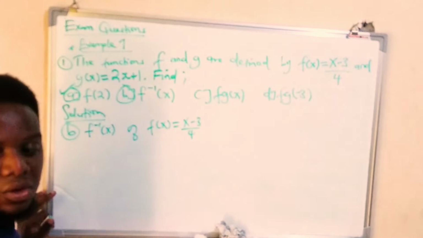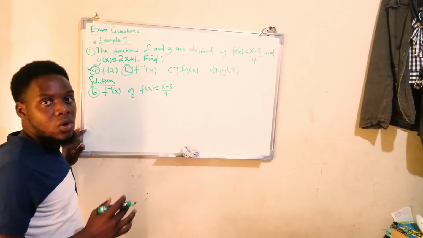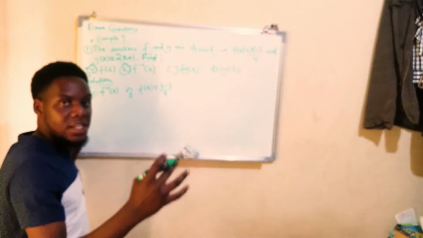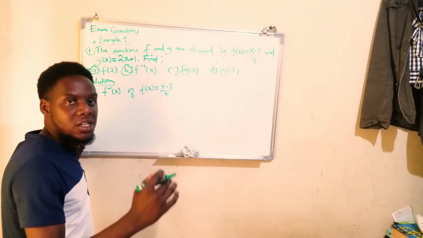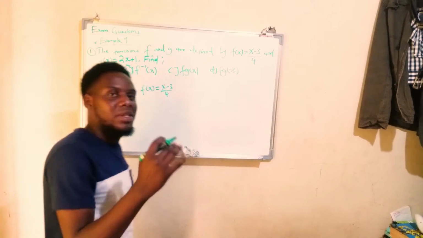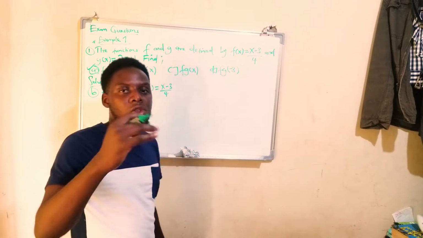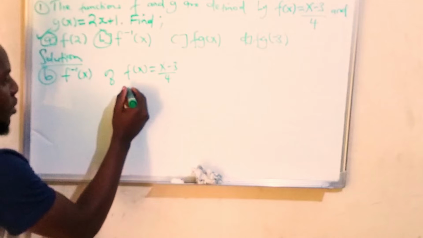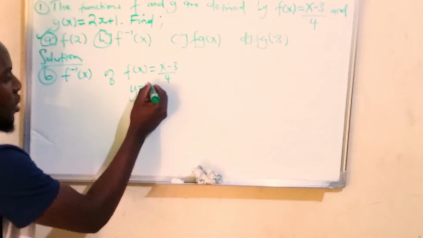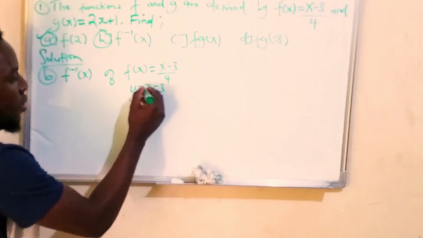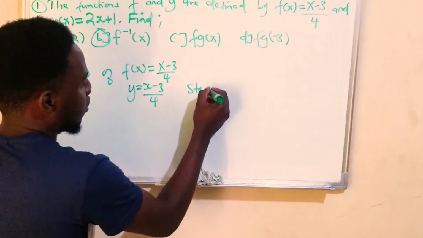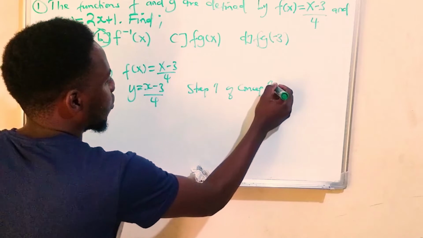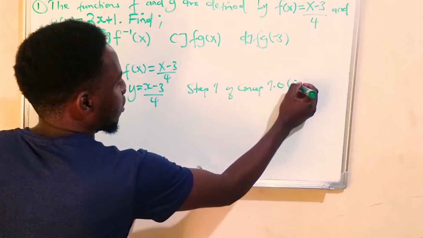Now, if you remember the steps that I gave you when we were talking about inverse functions, the first step when finding the inverse of a function is that you replace f of x with y. So we put y there is equal to x minus 3 over 4. This is step 1 of concept 1, which is the inverse function.